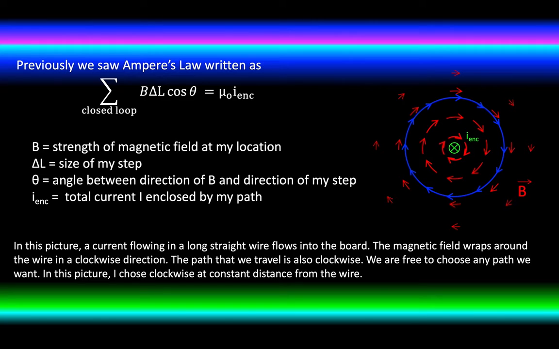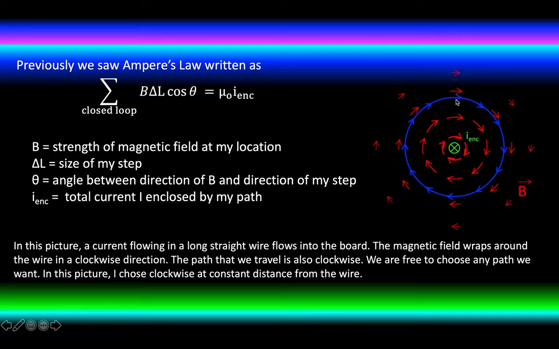Now, there is no fundamental reason why I was required to choose this path as I drew it on this picture, but when we proved the strength of the magnetic field from a long straight wire, and when we proved the strength of a magnetic field inside a solenoid, it turns out that some paths are more convenient to work with than others when you're working with Ampere's law.